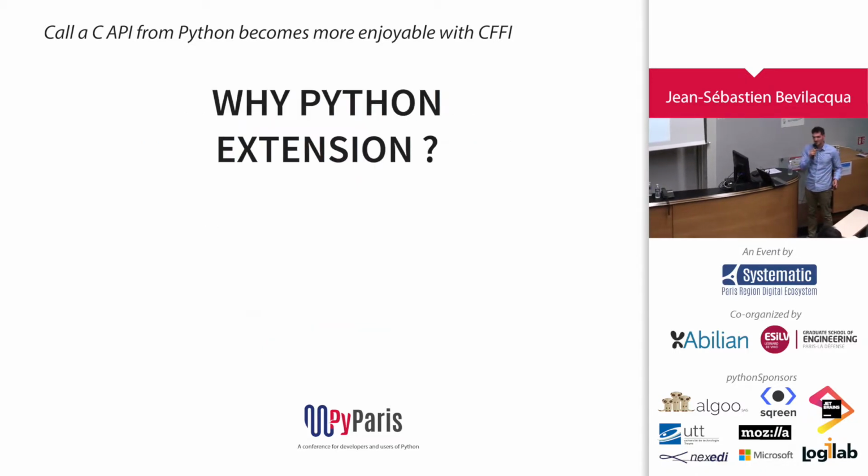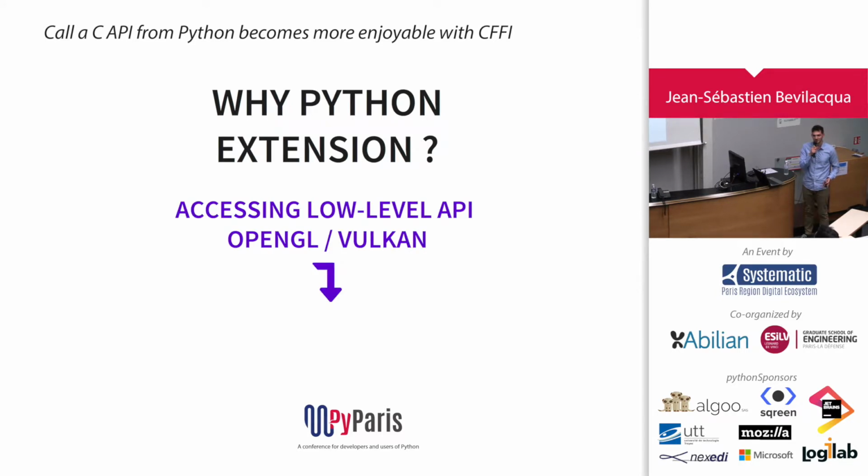So, first, why do we need Python extension? Well, we know why now. I'm going to tell you my use case. So approximately 1 year ago, the new Vulkan API was released. Do you know Vulkan? It's a graphic API. I think you know, maybe, no? So that follow OpenGL. No? Okay. So it's a new graphic API that will replace OpenGL.